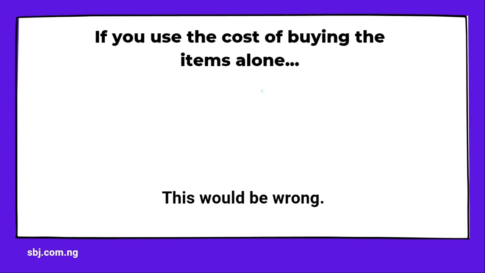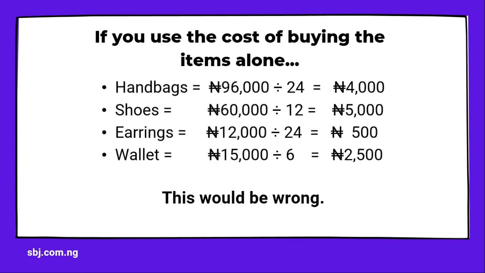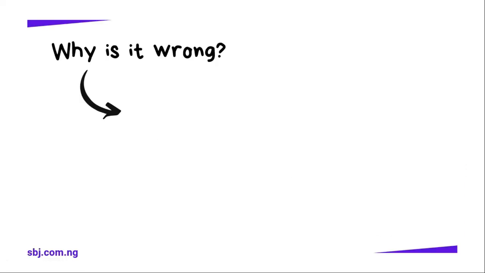How? Let's look at it. So you bought handbags, you bought them for 96,000 naira, and you bought 2 dozens. That's 24 pieces. Now, if you divide the amount you paid by the number of items that you bought, that will give you 4,000 naira. For shoes, 60,000 divided by 12, that means a pair of shoes costs 5,000 naira. Same for earrings, same for the wallet that you bought. But this would be wrong. And why is it wrong?